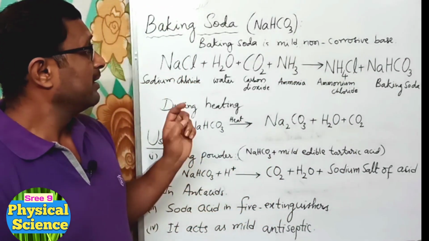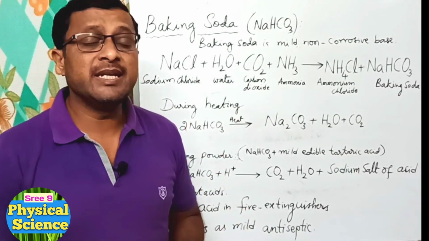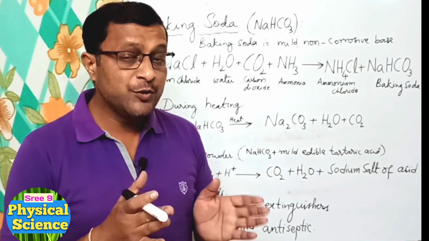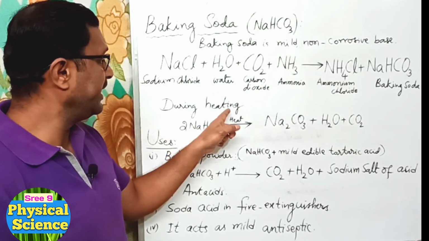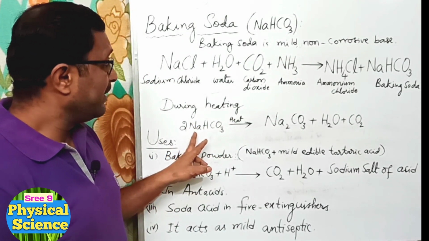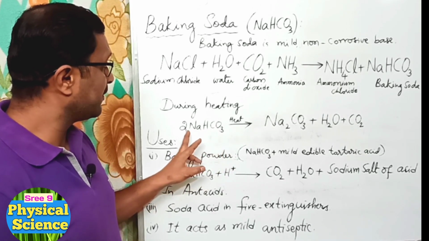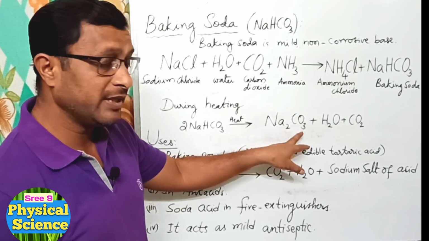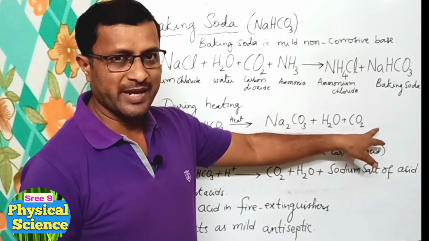Now when baking soda is used in cooking and heated, the reaction takes place like this. When baking soda, NaHCO3, is heated, two molecules of NaHCO3 are taken, and on heating they give rise to Na2CO3, that is sodium carbonate, water, and carbon dioxide.